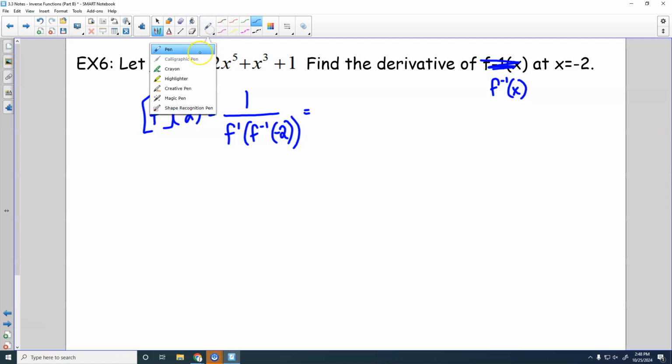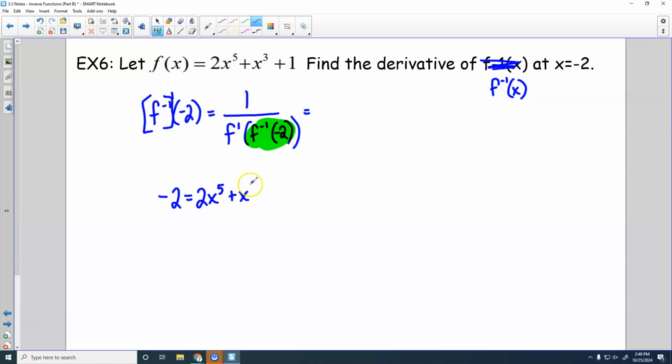So the first thing we have to do is find F inverse of negative 2. What are we going to do to find F inverse of negative 2? Plug into the original for the y. So negative 2 equals 2x to the 5th plus x to the 3rd plus 1. Anybody know how to solve that quickly by hand? Me neither. So we are going to type it into Desmos.